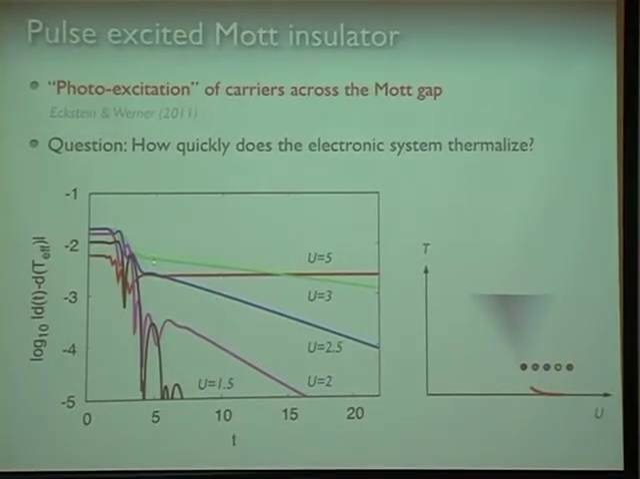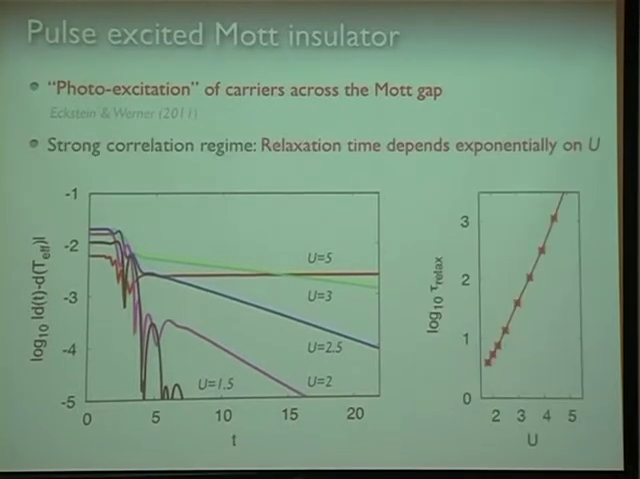So anyhow, what we see is that the relaxation time becomes faster and faster as we approach this crossover regime. And if we extract the relaxation time from these exponential curves, we see that the lifetime grows more than exponentially as a function of interaction strength or as a function of the gap. So in a Mott insulator or with a large gap, the lifetime of these photo-excited states is very, very long.